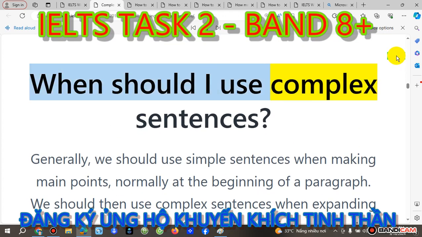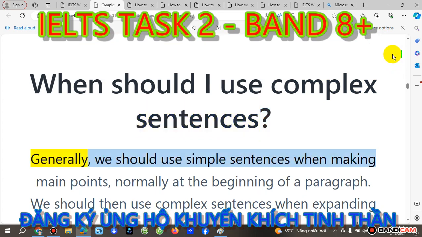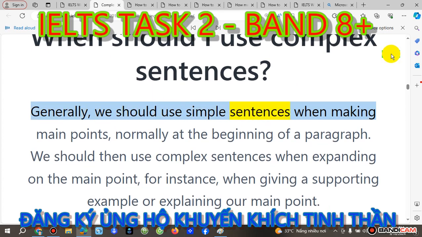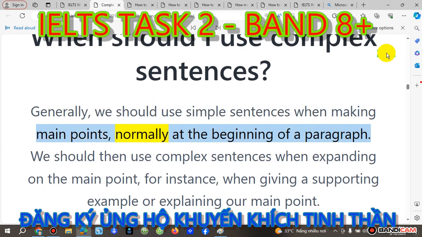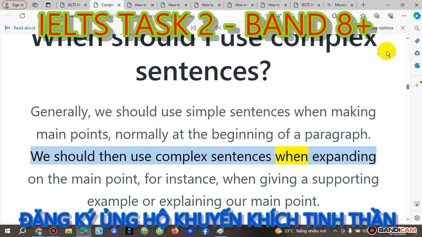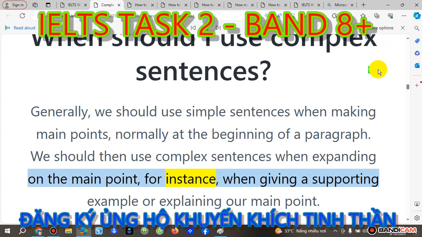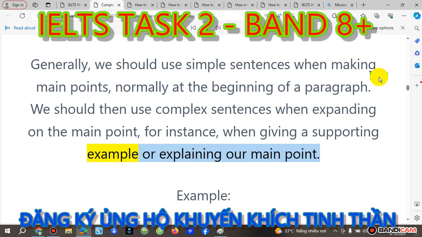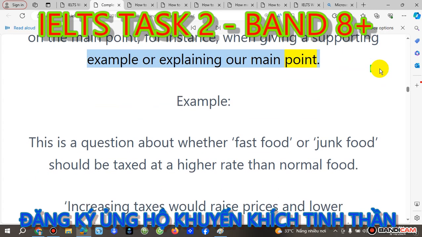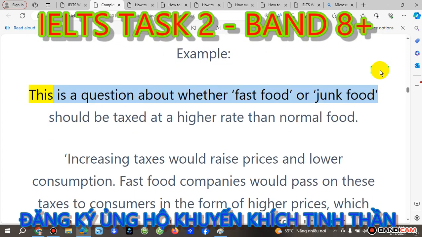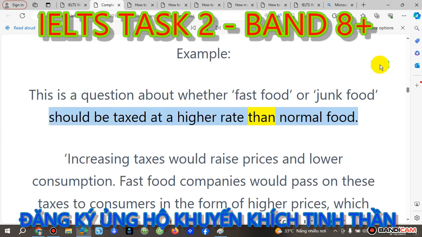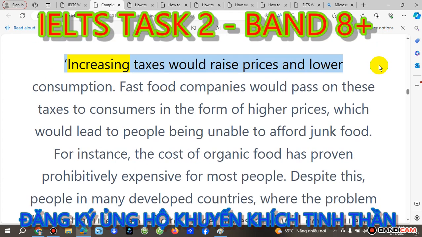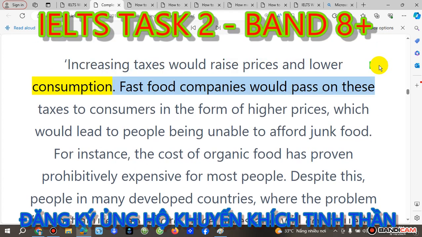When should I use complex sentences? Generally, we should use simple sentences when making main points, normally at the beginning of a paragraph. We should then use complex sentences when expanding on the main point, for instance, when giving a supporting example or explaining our main point. Example. This is a question about whether fast food or junk food should be taxed at a higher rate than normal food. Increasing taxes would raise prices and lower consumption.